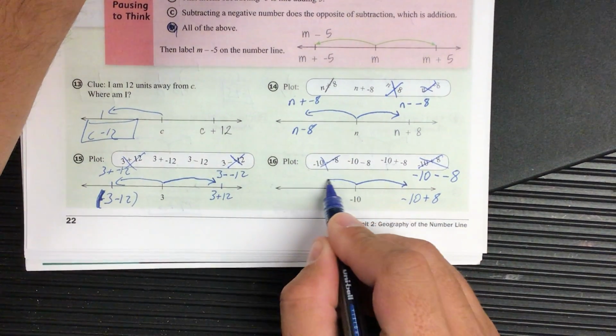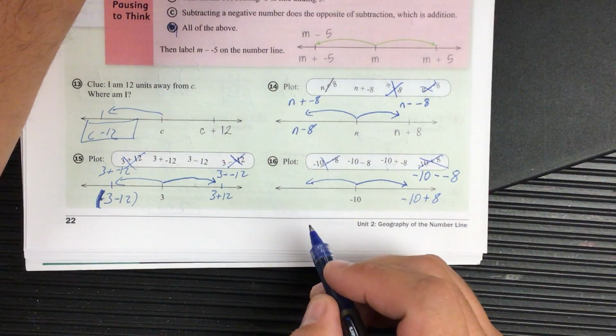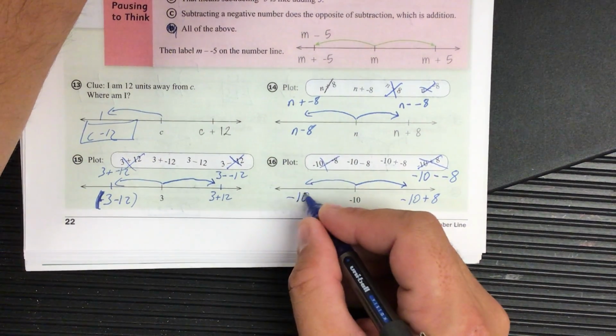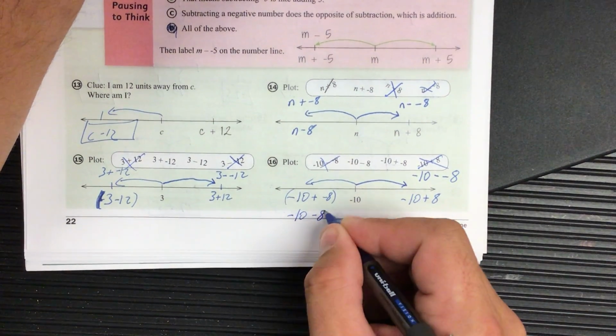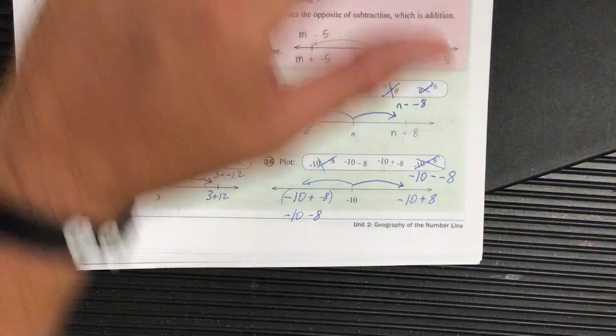Landon, going to the left. Negative 10 plus negative 8, or negative 10 minus 8. Again, those mean the same thing. Both would give you negative 18.